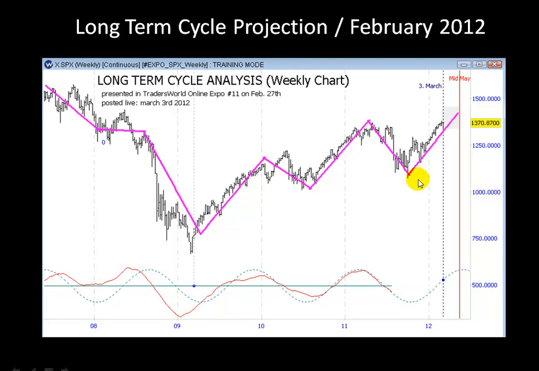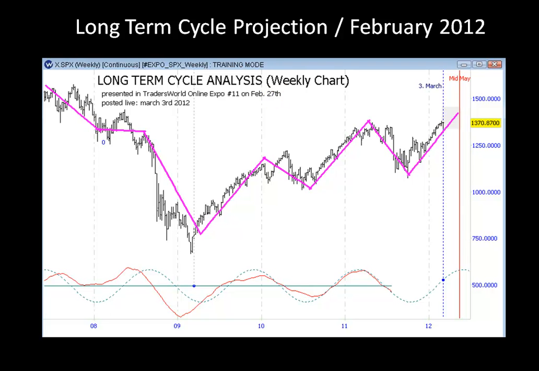And we are exactly now short in front of the next top projection, which is in the first half of May. So this is the theoretical top projection we see now, and this chart was done on 3rd March of this year. And this is exactly the chart which was shown in the TradersWorld presentation on February 27th. So this is nothing after the fact.